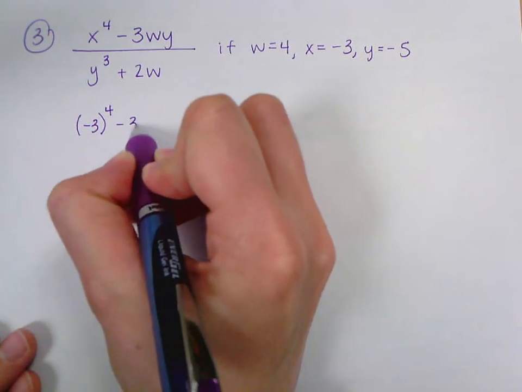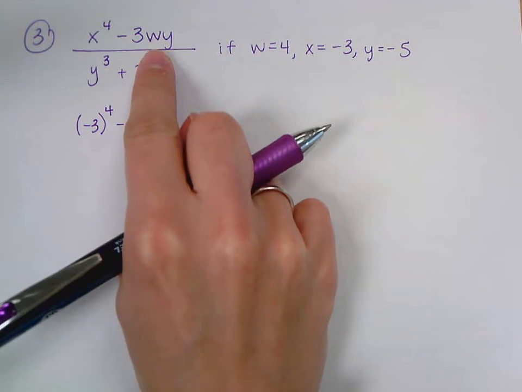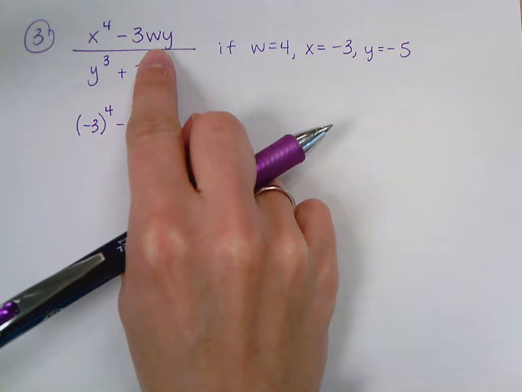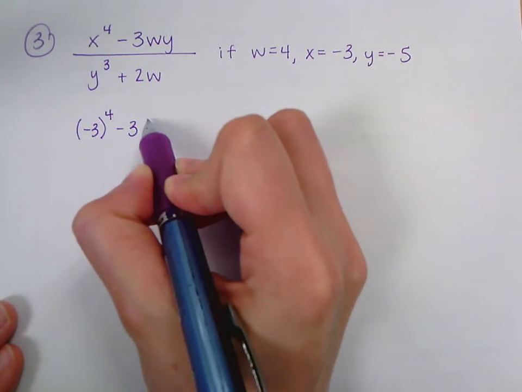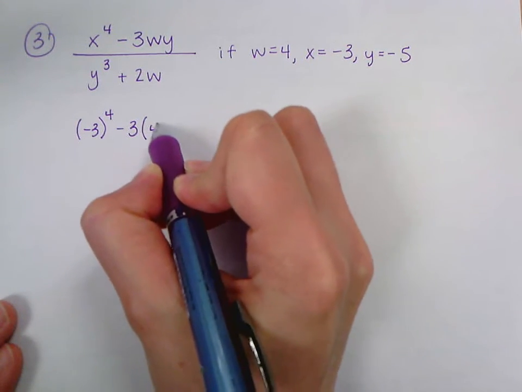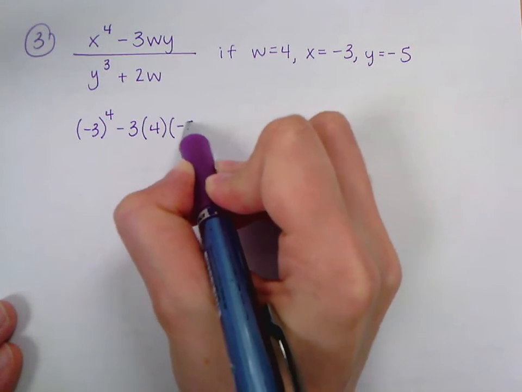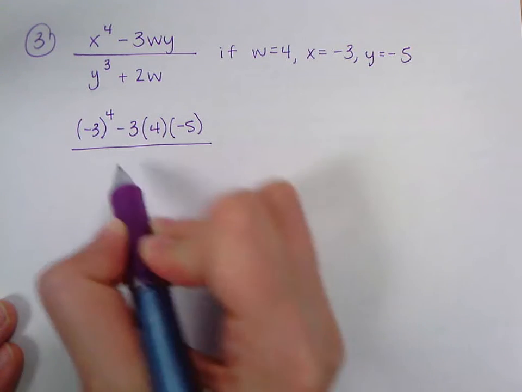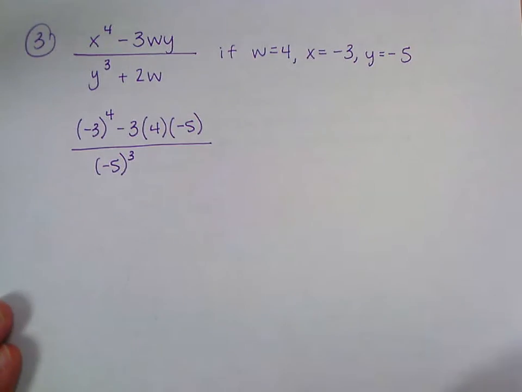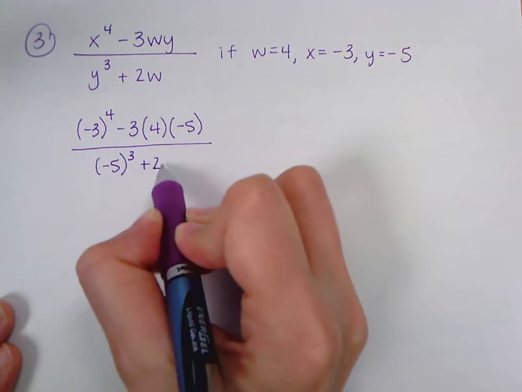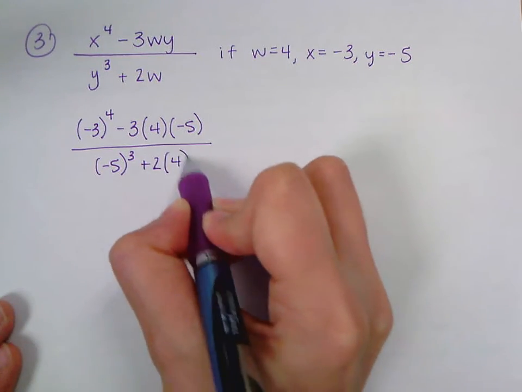And then minus 3. When you just have numbers and letters written next to each other, what operation does that mean? Multiplication. So 3 times w is 4 times y is negative 5 all over negative 5 to the 3rd. I also put that negative 5 in parentheses plus 2 times w is 4.